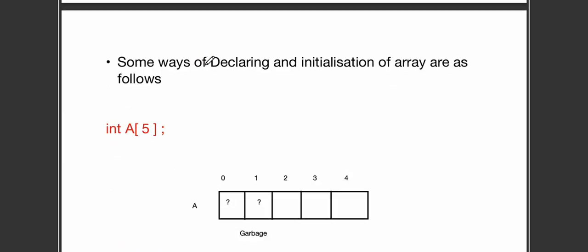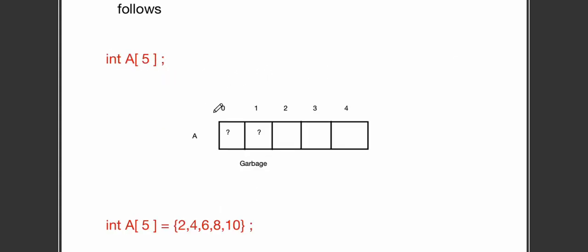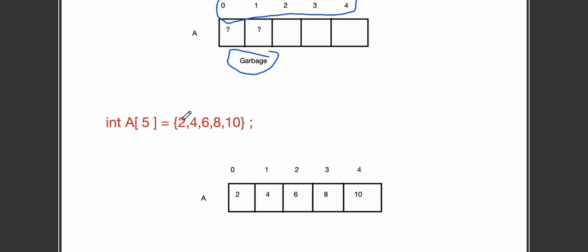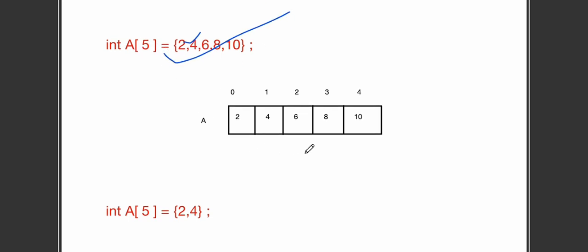And second, some ways of declaring and initializing an array are as follows. Int a[5], and here are the 5 elements we can declare. I think all the elements are garbage values. Int a[5] with the 5 elements 1 2 3 4 and 5. And here is the printing, so all the declared elements are printed.